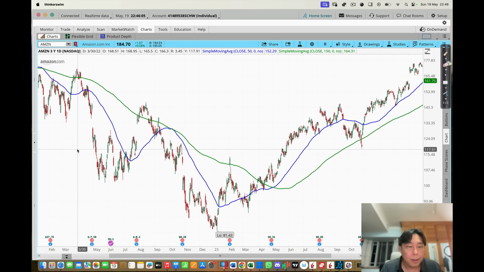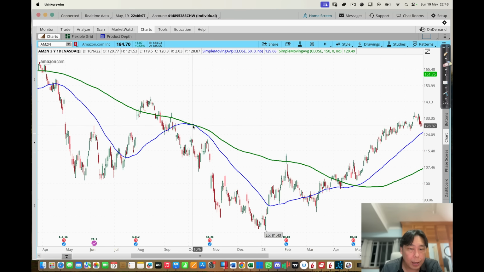Now over here, if I zoom in, you'll notice that right here, very subtly, can you see that the blue line crosses above the green line, right? So is that an uptrend signal? No. Why? Because the green is still sloping down. So even though the blue has flattened, green is still sloping down, it is not a new uptrend.